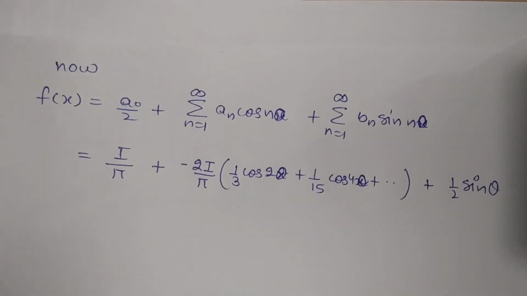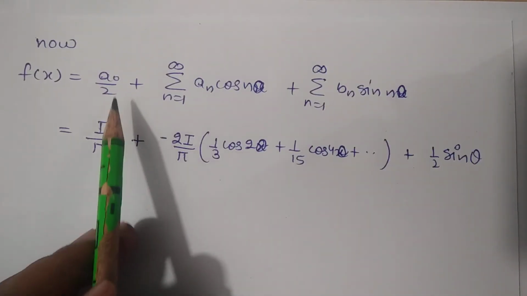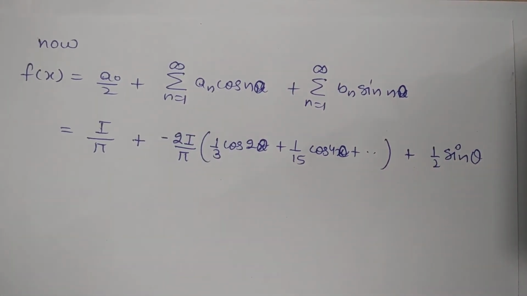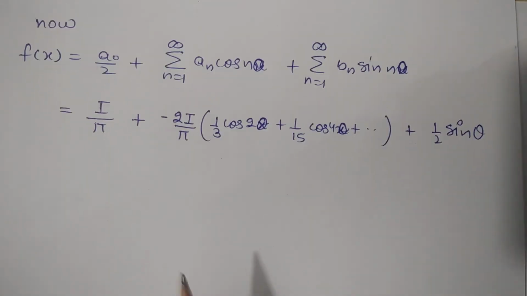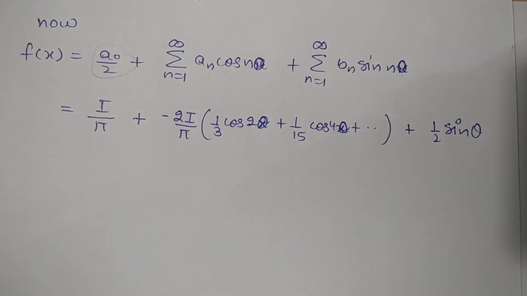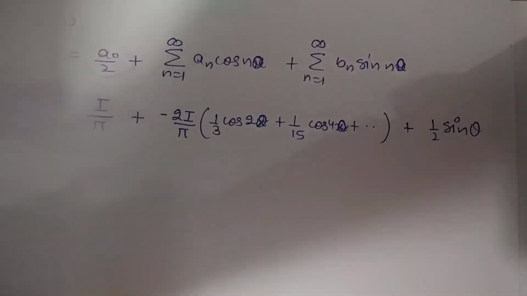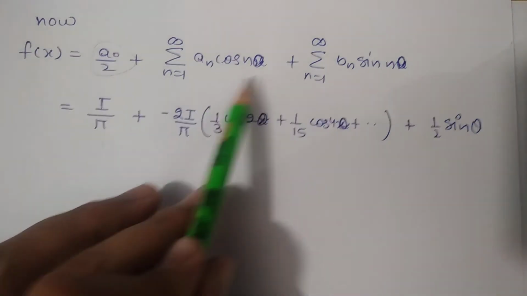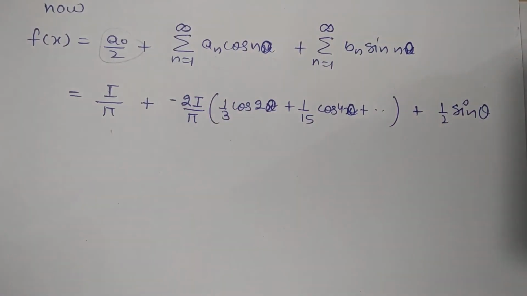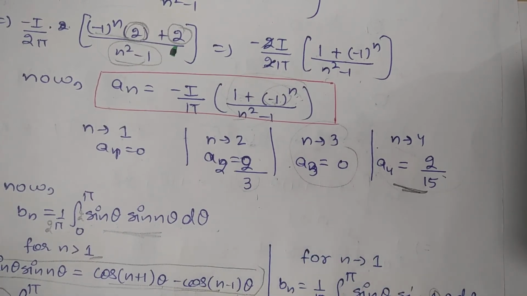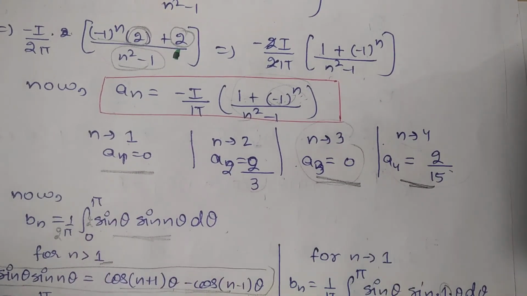Now finally we will represent it in the Fourier series function, and the Fourier series function will be just like that: a naught by 2 plus summation n from 1 to infinity of a n cos n theta plus b n sin n theta. We calculated a naught by 2 earlier, which was 1 by pi, so I will put it over there, 1 by pi plus a n cos n theta. We know that for odd terms a n was 0, and for even terms the values were just like that.